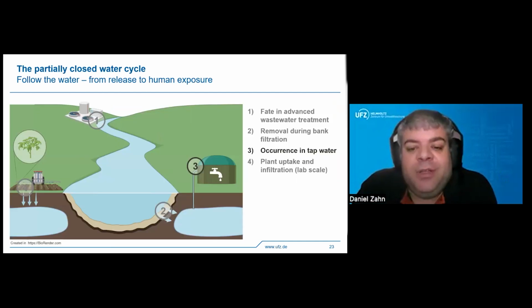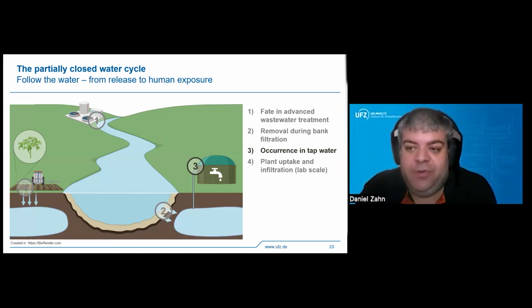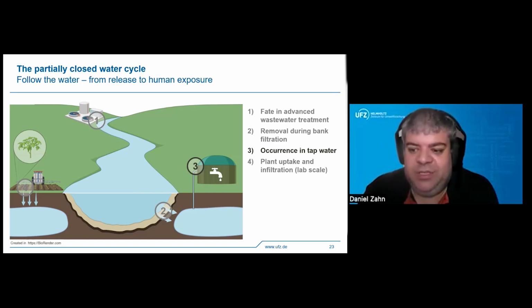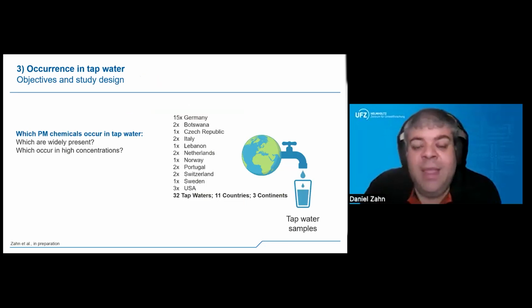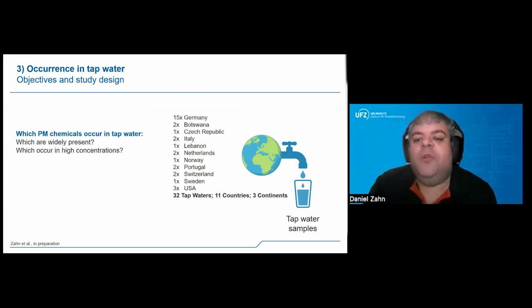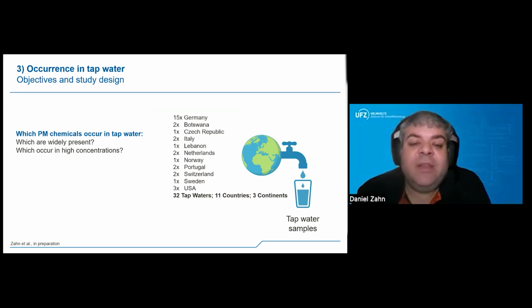If we look at tap water, it is often produced either from bank filtrate, from groundwater, or sometimes even directly from surface water. And depending on the source water, you usually have different treatment technology afterwards. We wanted to know what the PM concentrations in tap water are. So we did a study collecting tap water from 11 countries and 3 continents. We had a total of 32 samples, mostly out of convenience. Many of them were collected from Germany with 15, but we also had Botswana, Czech Republic, Italy, Lebanon, the Netherlands, Norway, Portugal, Switzerland, Sweden, and even the US.